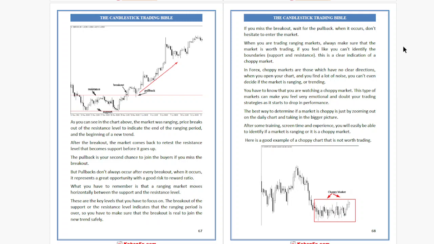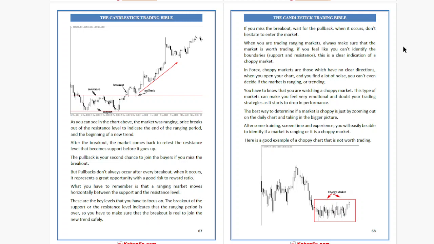But pullbacks don't always occur after every breakout. When it occurs, it represents a great opportunity with a good risk to reward ratio. What you have to remember is that a ranging market moves horizontally between support and resistance level. There are key levels that you have to focus on. The breakout of the support or the resistance level indicates the ranging period is over. So you have to make sure that the breakout is real to join the new trend safely. If you miss the breakout, wait for the pullback. When it occurs, don't hesitate to enter the market.